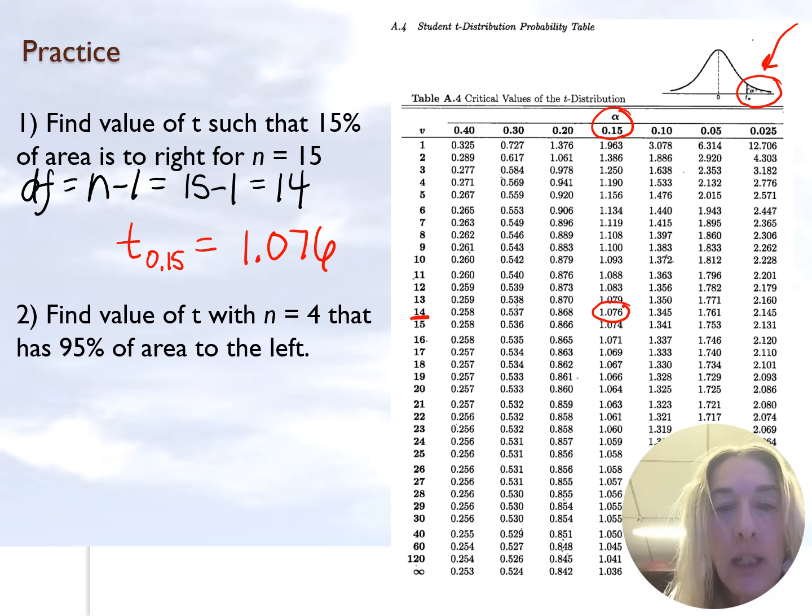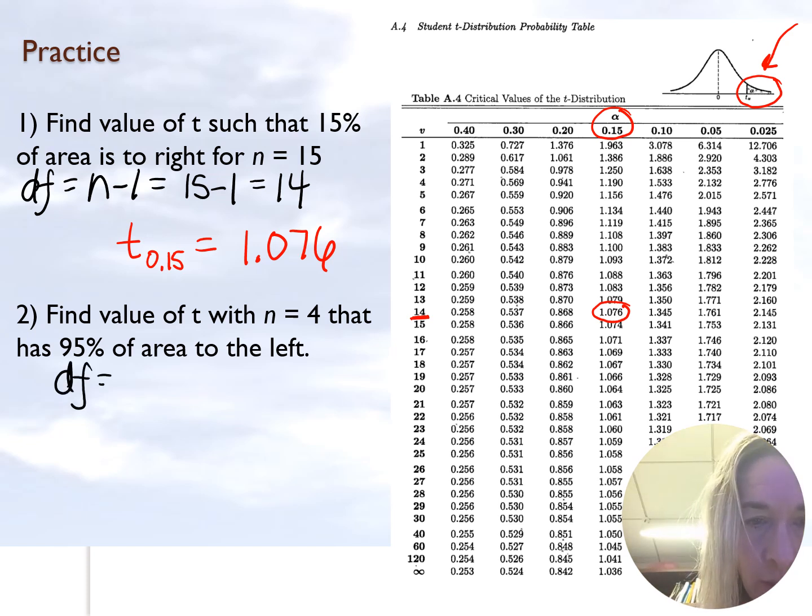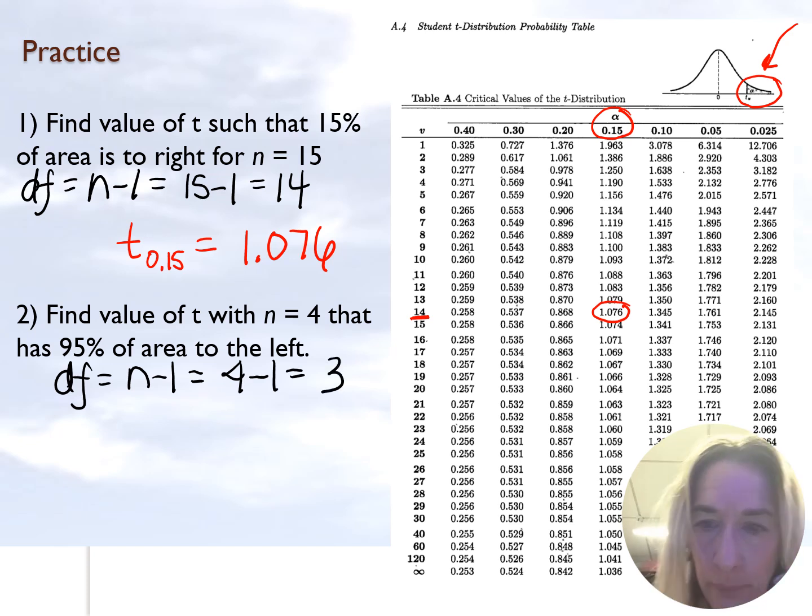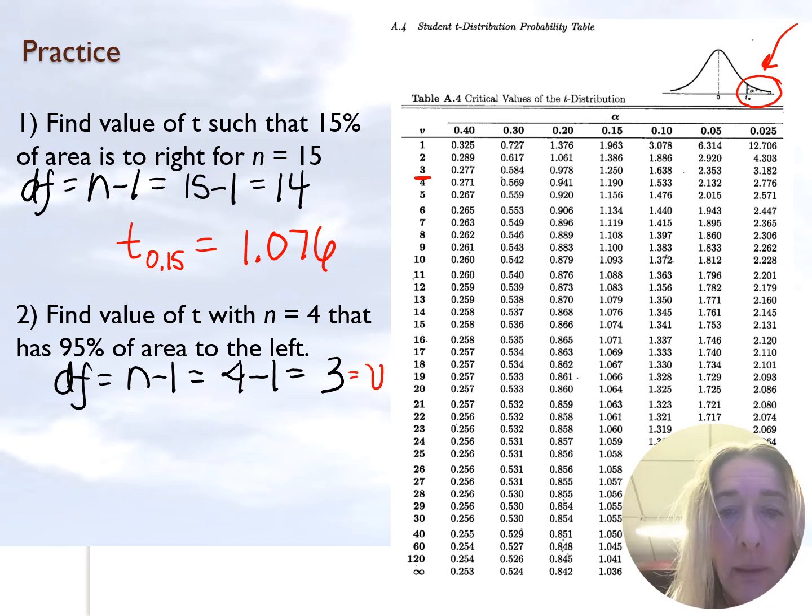All right, let's try a different example. Find the value of t with n equal 4 that has 95% of the area to the left of it. Again, in this case, degrees of freedom is going to be n minus 1, or 4 minus 1, or 3. Let's mark that right there. Degrees of freedom is 3, or nu is 3. Now, we want a value of t, remember values of t are shown in the center, that has 95% of the area to the left of it.